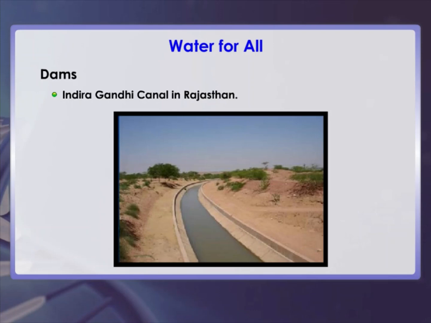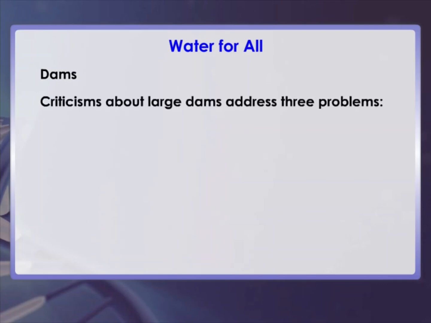We have discussed the reasons for opposition to the construction of large dams, such as the Tehri Dam on the river Ganga. You must have read about the protests by the Narmada Bachao Andolan, Save the Narmada movement, about raising the height of the Sardar Sarovar Dam on the river Narmada. Criticisms about large dams address three problems in particular.